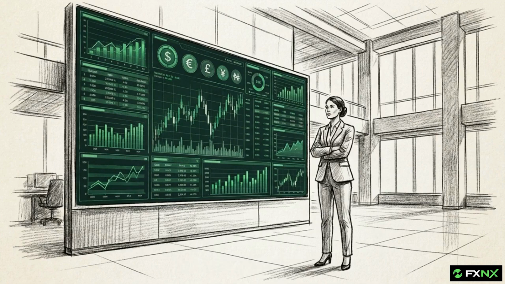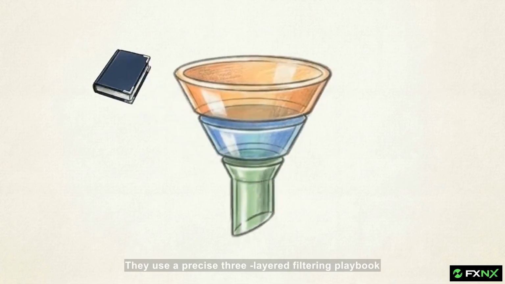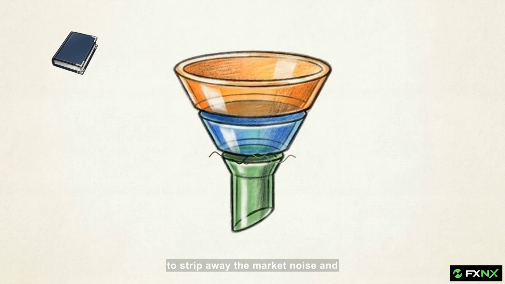Institutional traders know this. They don't guess. They use a precise three-layered filtering playbook to strip away the market noise and pinpoint high-probability setups. Let's break down exactly how they do it.